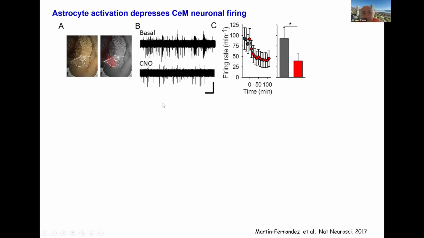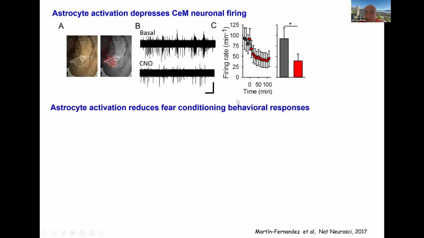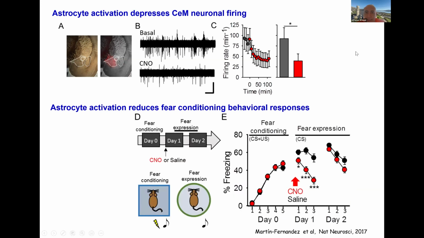And then we tested what would be the effect of activating astrocytes on the behavioral response, knowing that this nucleus is the output nucleus of the amygdala. And for that, we used the classical fear conditioning paradigm, in which the animals were trained to associate the foot shock with a tone. So we deliver the first day a tone and a foot shock, and the animal, as a fear response, freezes, and we quantify that freezing.